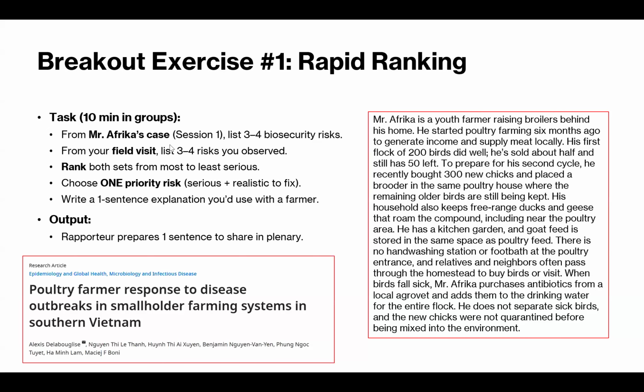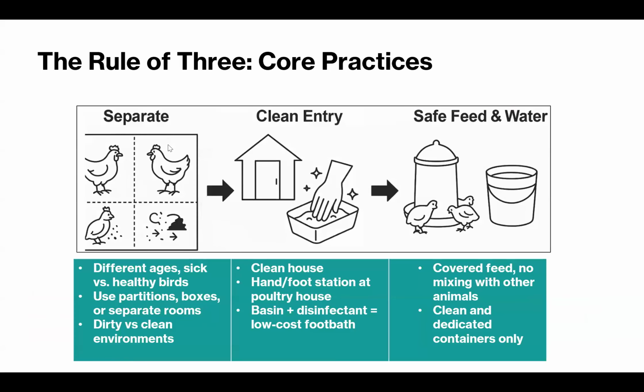So just to emphasize, when we are thinking about biosecurity, I like to break it into 3 core rules or 3 core practices. These are the things you're supposed to emphasize with farmers, and it is easier when you package it this way. You have to emphasize to farmers that they need to separate all types of birds, like healthy versus sick, different ages, and so on. And you can provide simple, actionable procedures on how they do this.